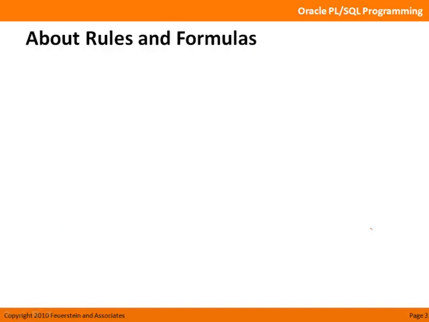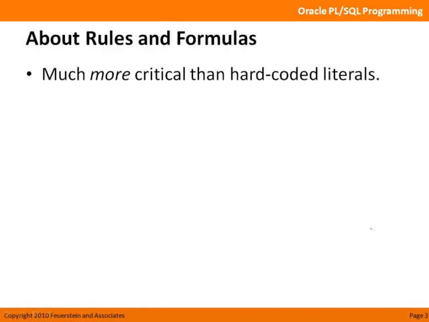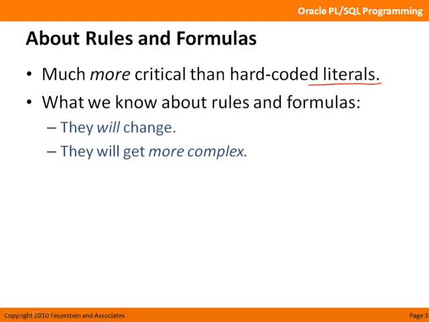So what we're talking about in this lesson is hiding rules and formulas. Now, generally speaking, the rules and formulas in your application are much more critical than hard-coded literal values because they really determine a lot of the behavior of your application. And all too often, we tend to just write those rules, expose the implementations of those rules over and over again in the application, which is really a bad idea because what we know about rules and formulas in our applications is that they are always going to be changing. And almost always, they get more complex.